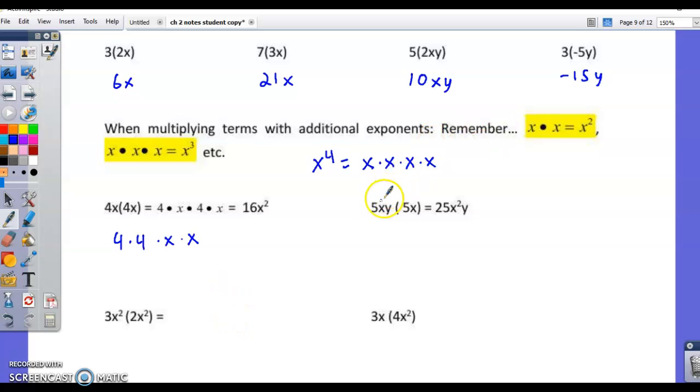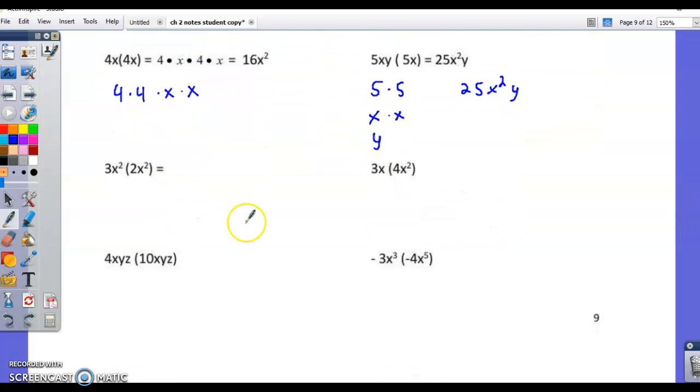All right, just like this example, we have a 5 and a 5. We have an x and an x, and then we have a y here. There's no y in the other term. So as we break these down, we multiply the whole numbers together. We get the 25, and we have our two x's, which is x squared, and then we have our y at the end there, which gives you that answer. So if this makes sense, go ahead and pause the video and see if you can do these, and I'm going to walk through them.